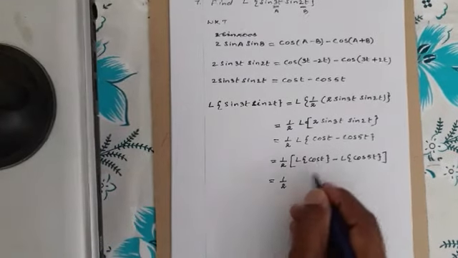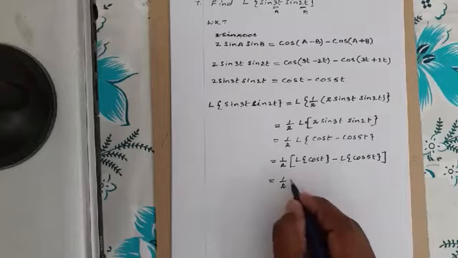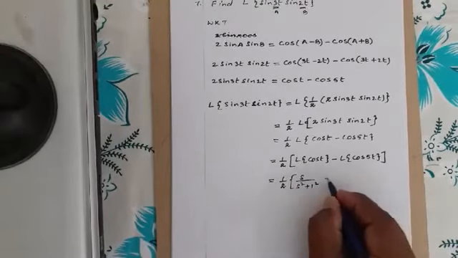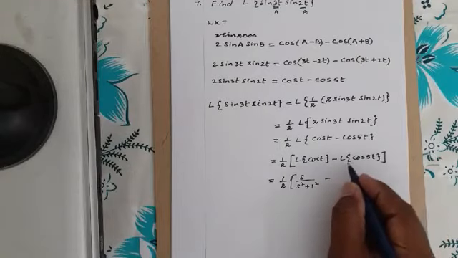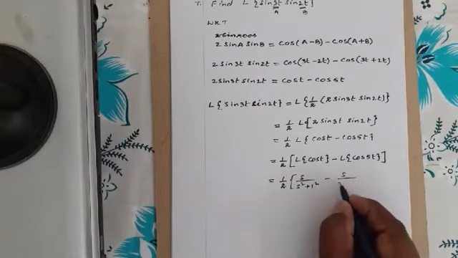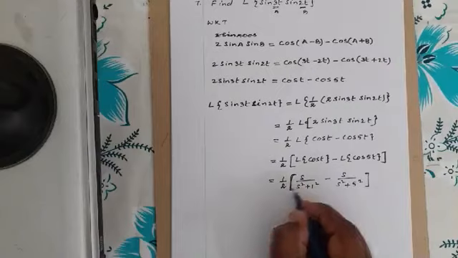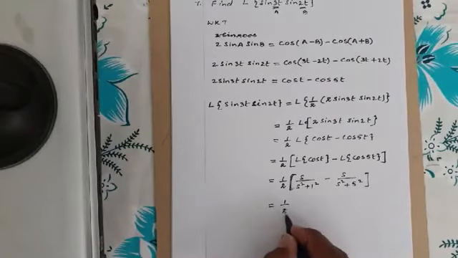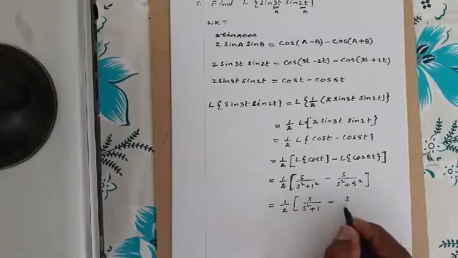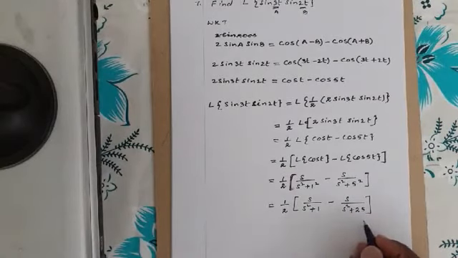Now the formula for Laplace of cos at is s upon s square plus a square. So L of cos t is nothing but s upon s square plus 1 square. Then minus Laplace of cos 5t, so a is 5 here, which is s by s square plus 5 square. So this is equal to 1 upon 2 times s by s square plus 1 minus s by s square plus 25. Now this is the answer for this given problem.